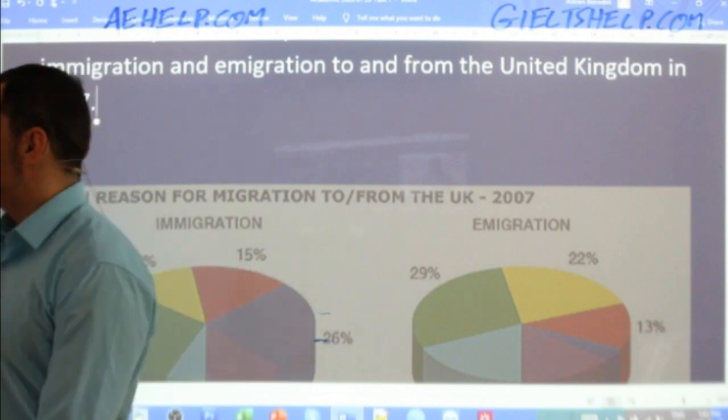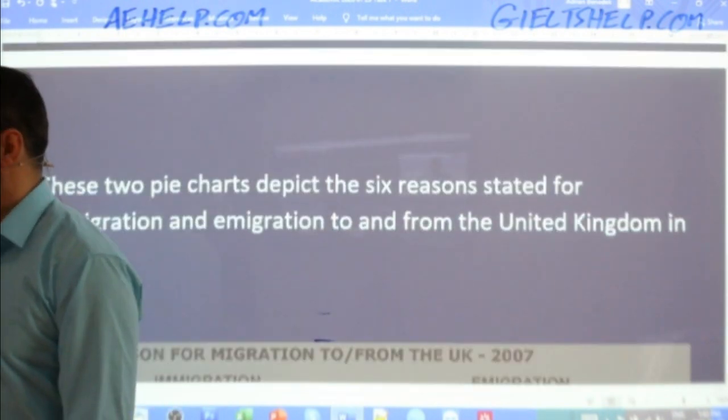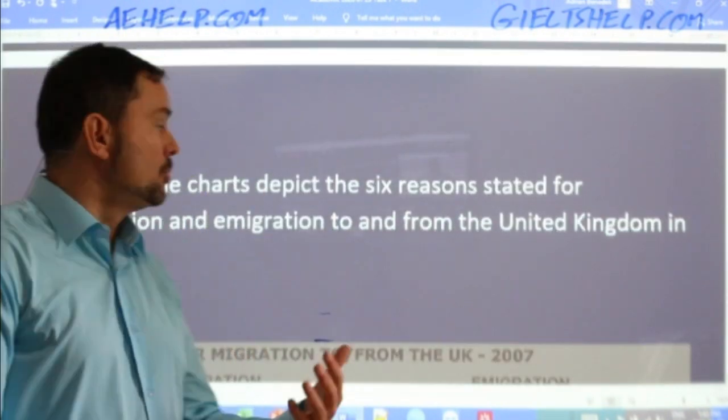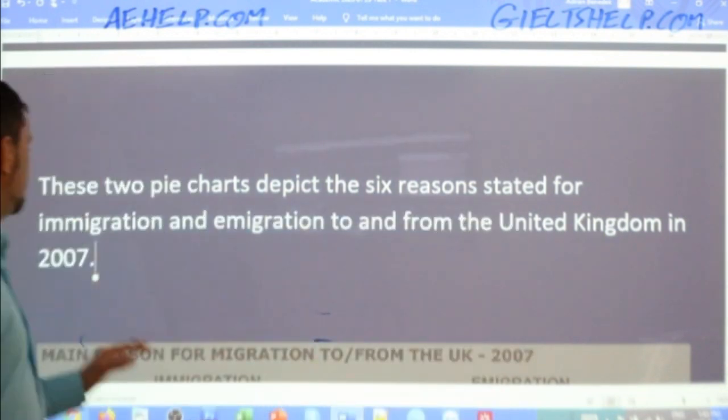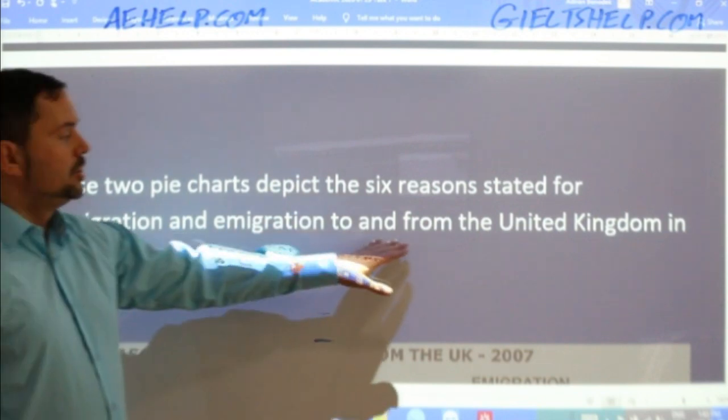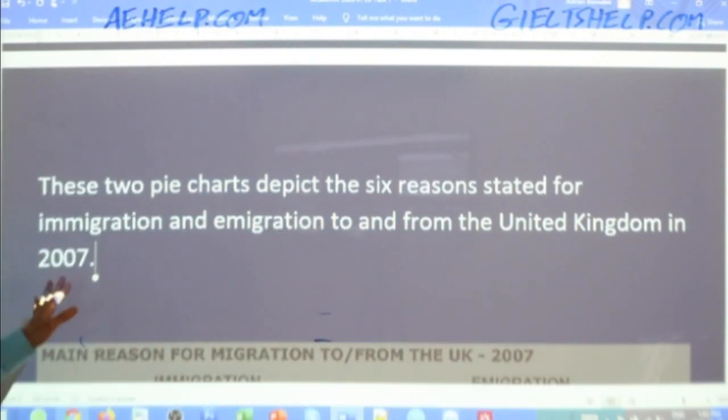All right, quite similar to mine. I kept mine fairly simple as well, but with more detail. So these 2 pie charts depict the 6 reasons stated for immigration and emigration to and from the United Kingdom in 2007.